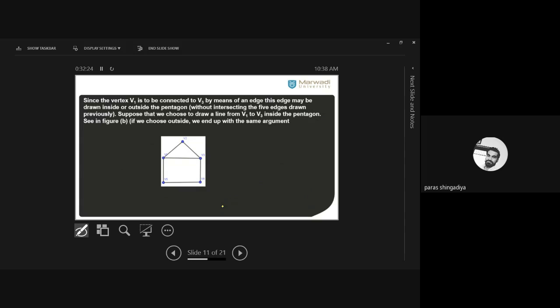Now in the next step, let's add some more connections. For that we'll apply this concept here. The vertex V1 is to be connected to V3. V1 to V2 is connected by this boundary. Clear? Now let's connect V1 to V3. So V1 to V3 by means of an edge, and this edge may be drawn inside or outside of the pentagon. You have a pentagon.